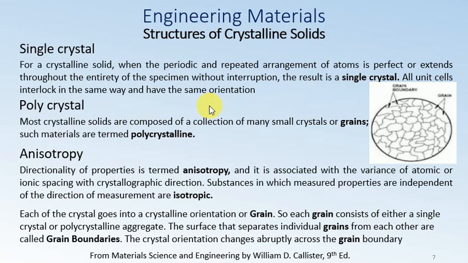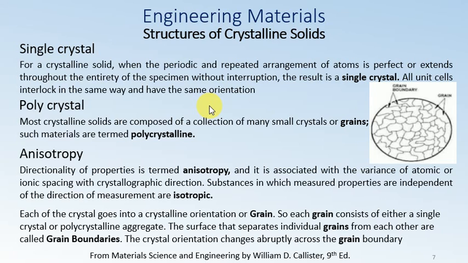What actually is a grain? When we have a crystal that goes into a crystalline orientation, these are called grains. A grain actually consists of a single crystal or polycrystalline aggregate. You can see in this figure there are different grains.